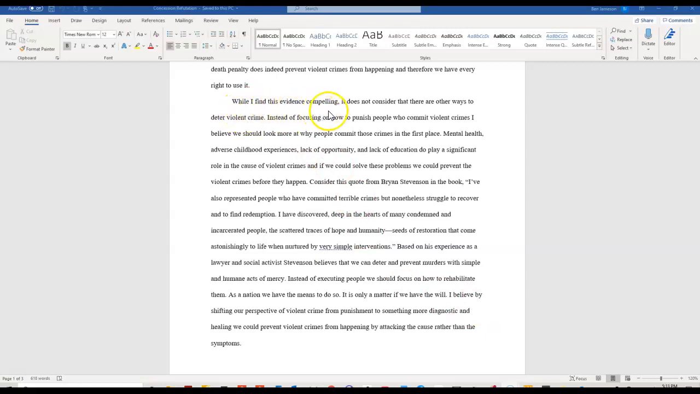While I find this evidence compelling, it does not consider that there are other ways to deter violent crime. Instead of focusing on how to punish people who commit violent crimes, I believe we should look more at why people commit those crimes in the first place. Mental health, adverse childhood experiences, lack of opportunity, and lack of education do play a significant role in the cause of violent crimes, and if we could solve these problems, we could prevent violent crimes before they happen.